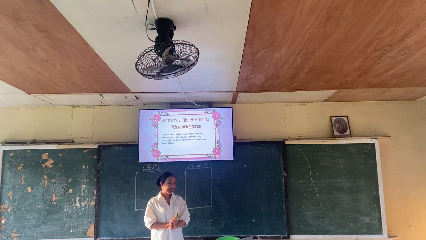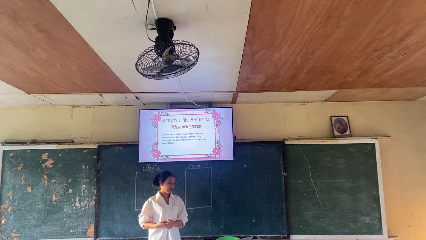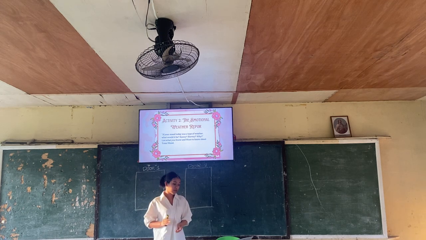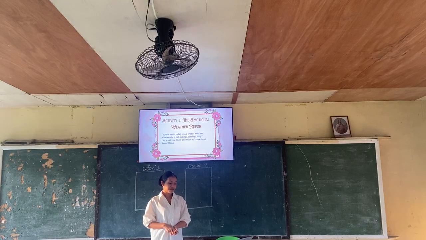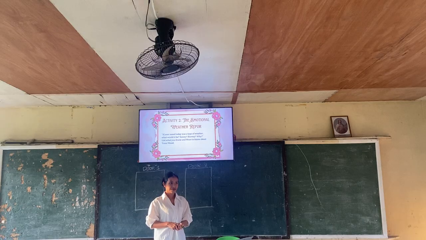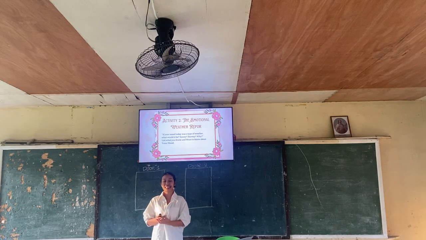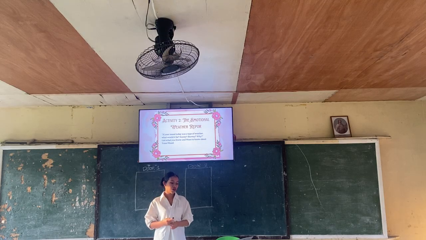Now, let us have the emotional weather report. If your mood today was a type of weather, what would it be? Sunny, stormy, or etc. And why? So list what you know and want to know about our class today. Okay, Crystal? Correct. Your mood is sunny. Julia? You want to know how being sad feels like.